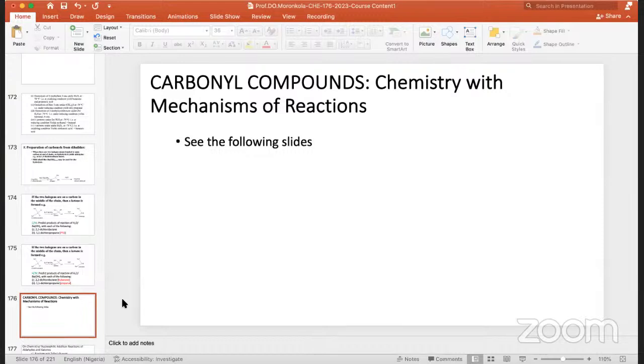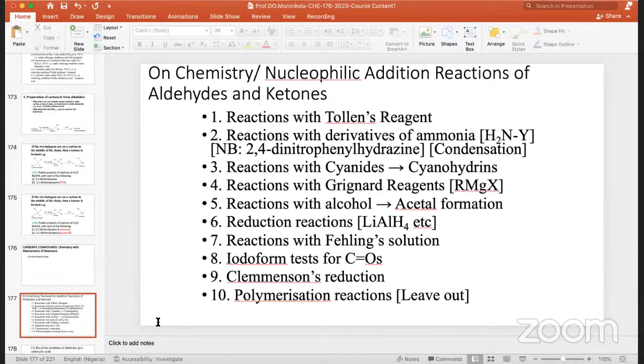Now, we come to the reactions. Let's leave the preparations. We've done some good examples on the preparation of these carbonyls. Let's check on the reactions of these carbonyls, that is ketones and aldehydes. Don't run away. We have these examples to show us how aldehydes and ketones, examples of our carbonyls, react.